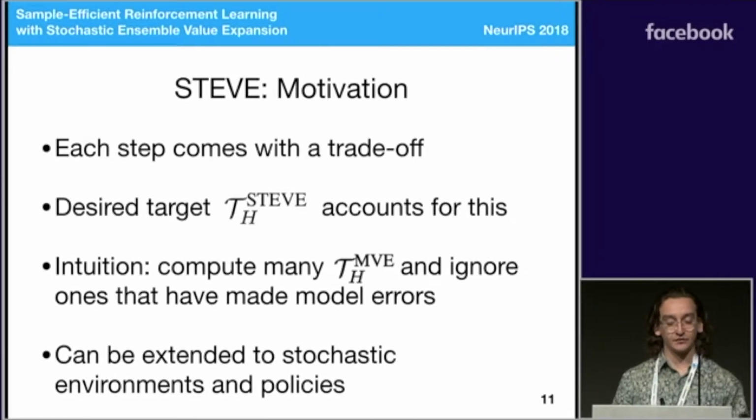We've seen that each step of model value expansion comes with a trade-off of sorts. We want to compute a target, T-Steve, that reliably balances this trade-off to have a lower overall error than either the TD target or the MVE target. The intuition for how we want to do this is we compute many MVE targets with different rollout horizons and choose a length of rollout that doesn't make significant model errors. In order to figure out what length to choose, we estimate our uncertainty and ignore high uncertainty targets. Our approach assumes deterministic environments and policies, and we leave stochastic environments and policies for future work.